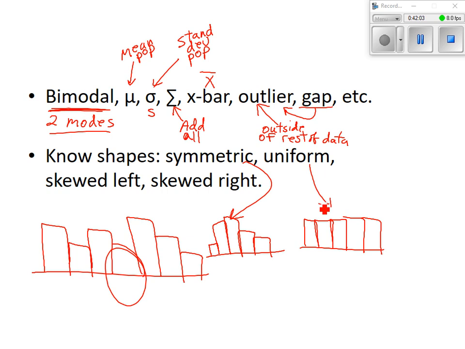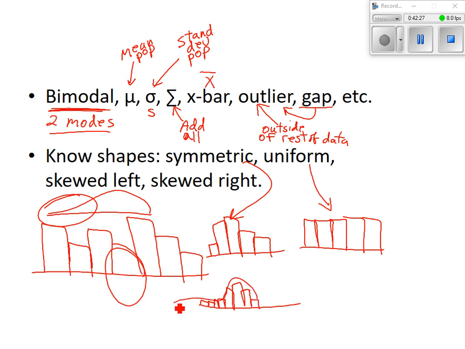Skewed left. What's it going to look like? It's going to be towards the left. It's going to have a tail on the left side. So if it was a histogram, it might look something like this, where it's got that tail going out that way. And what's skewed right? Tail towards the right side.